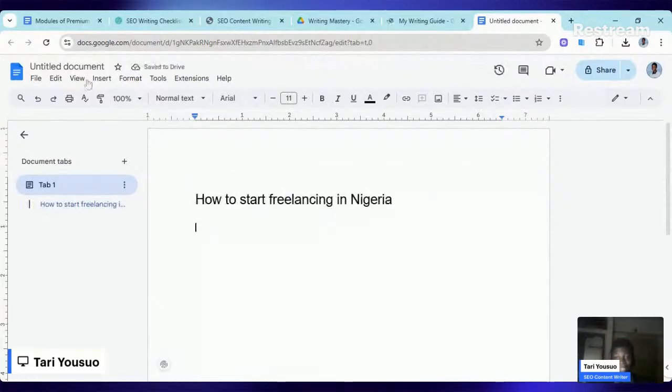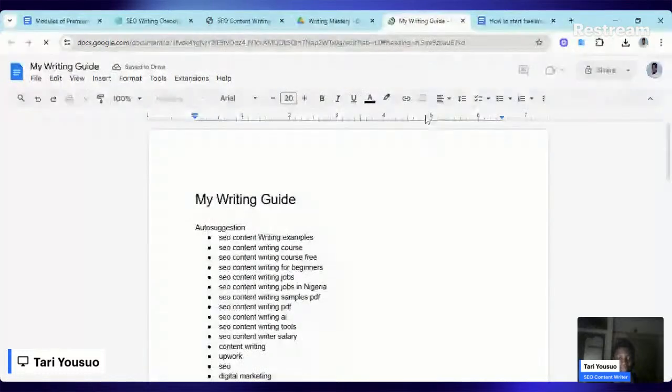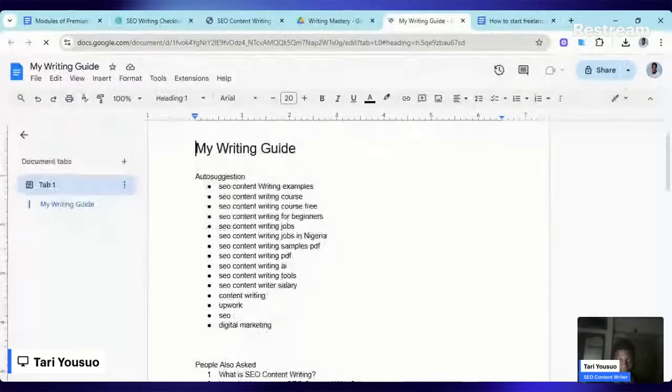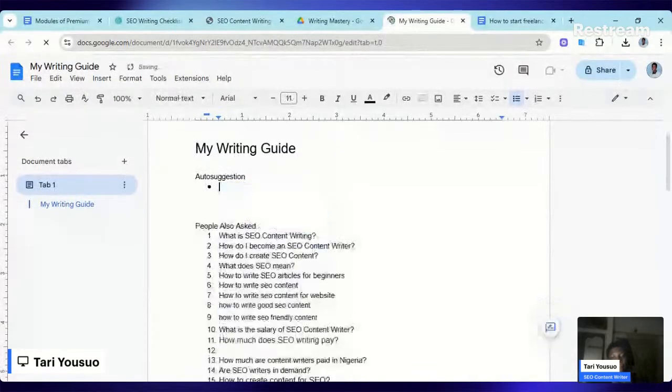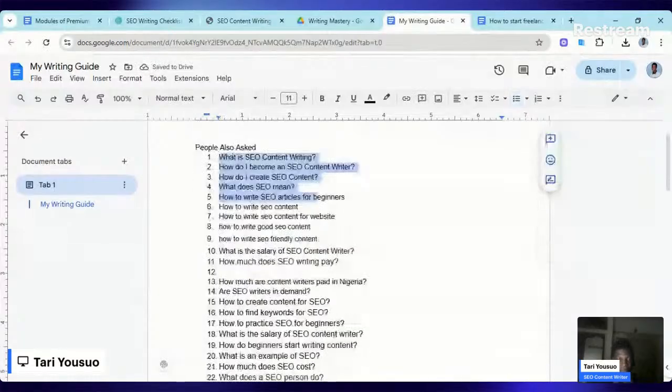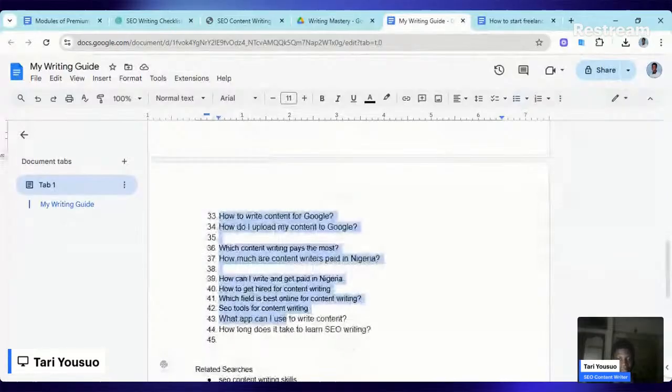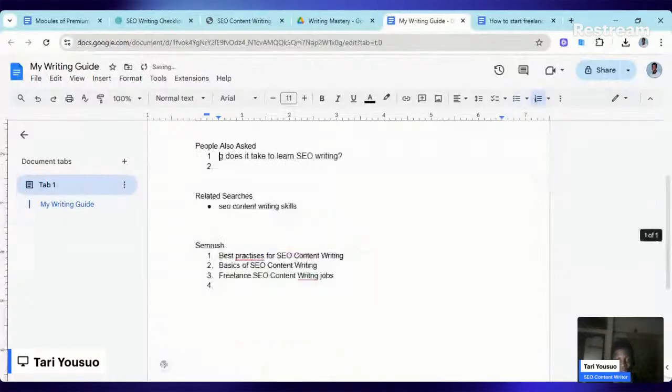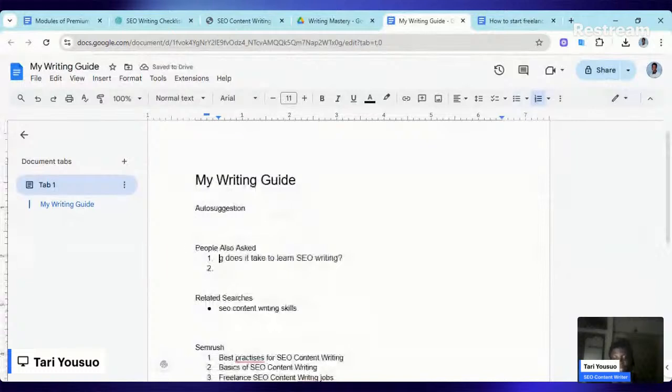how to start freelancing in Nigeria. This is what we want to write about. How to start freelancing. So I'm going to prepare my documents. Remember I said the trick to SEO content writing is looking for questions people ask, in a way that is appealing to people.